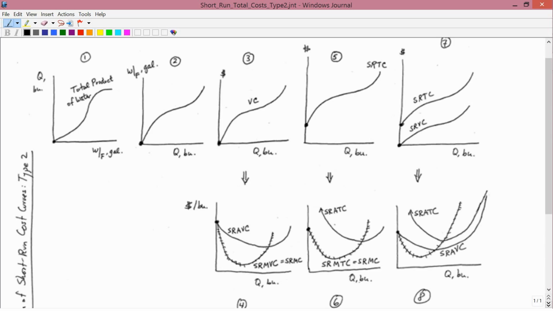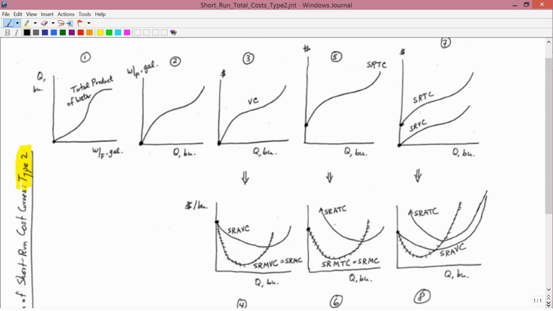We're now going to do the same thing for type 2 cross-sections of the production function that we did for type 1. And again, there's a better resolution copy of this sheet of paper in the class handouts that's on the website. So we start with graph number 1. You can see there's a standard type 2 cross-section of the production function.